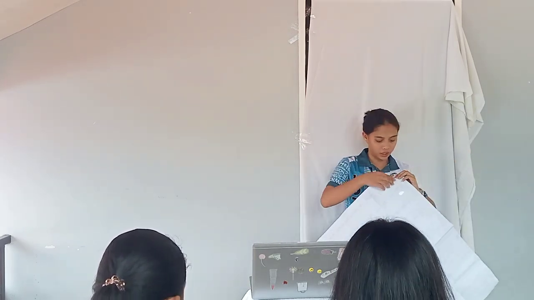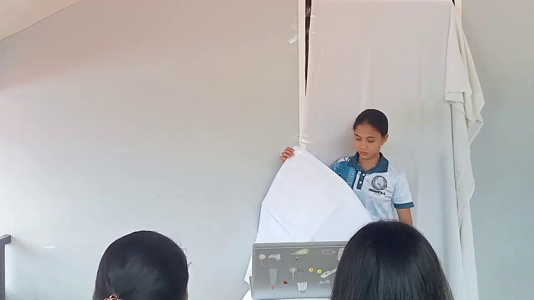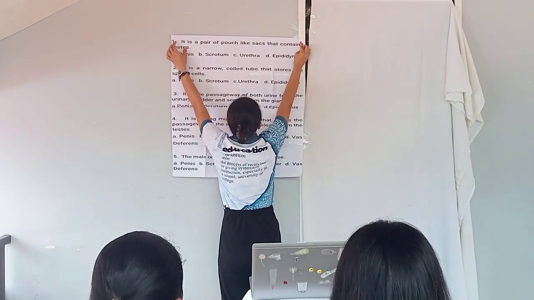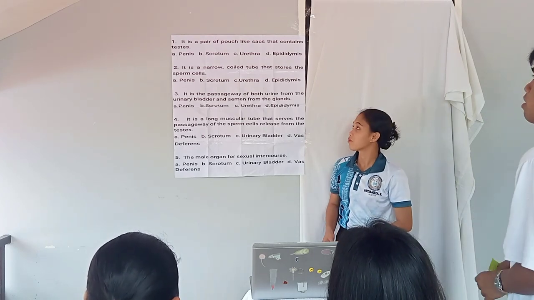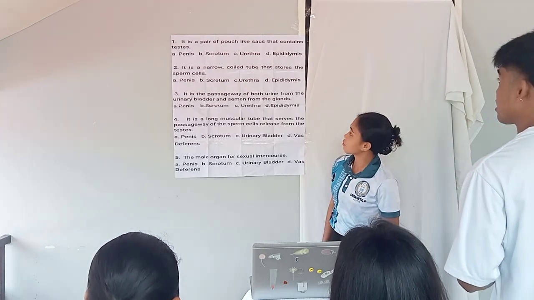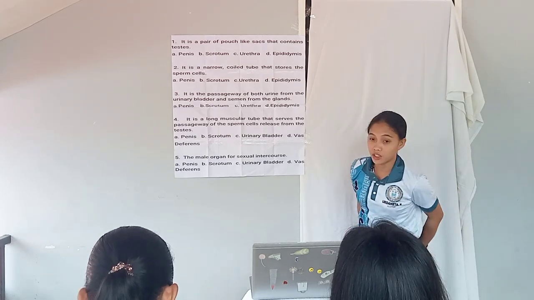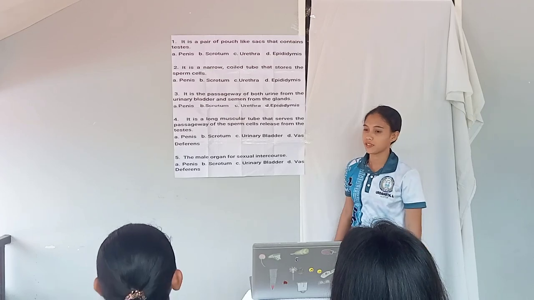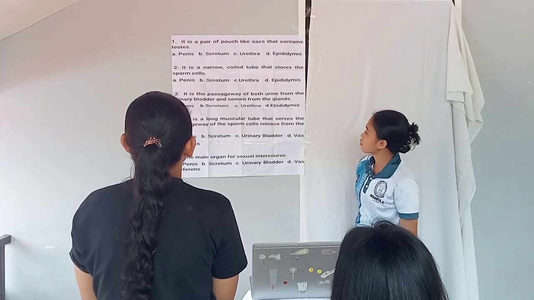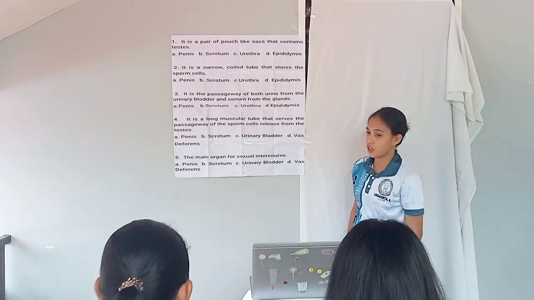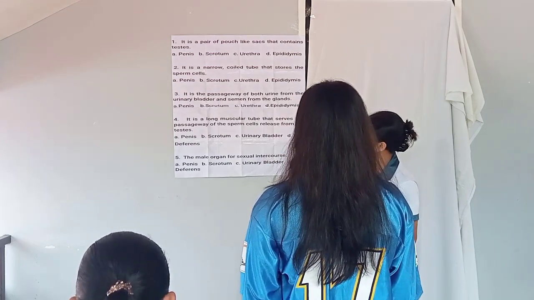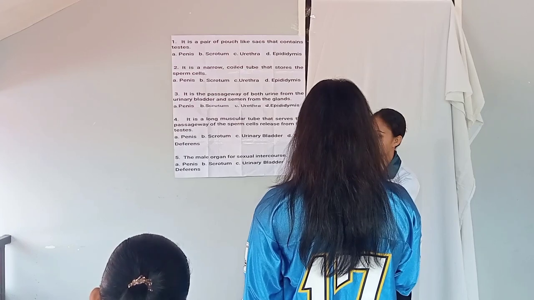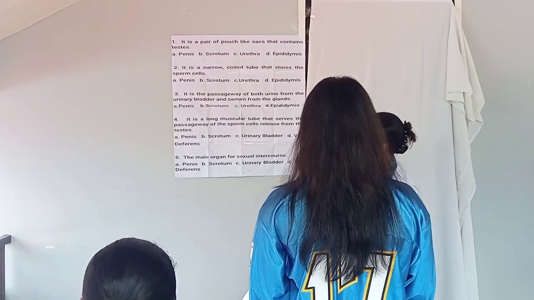Okay. First, let us answer this. Who wants to answer number one? It is a pair of pouch-like sacs that contains testes. B, scrotum. Okay, very good. It is scrotum. Number two. It is a narrow cavity through which sperm passes. Okay, number three. It is the passageway of both urine from the urinary bladder and semen from the gland. Letter C, ma'am. C is urethra.